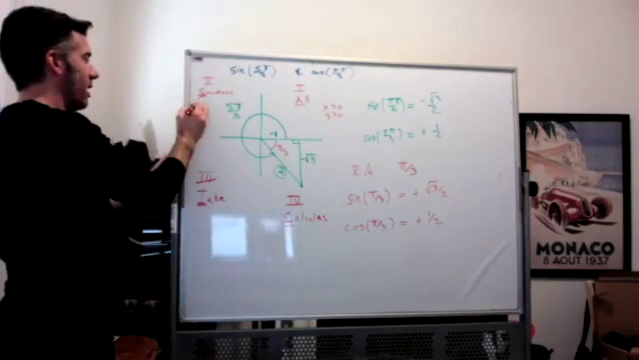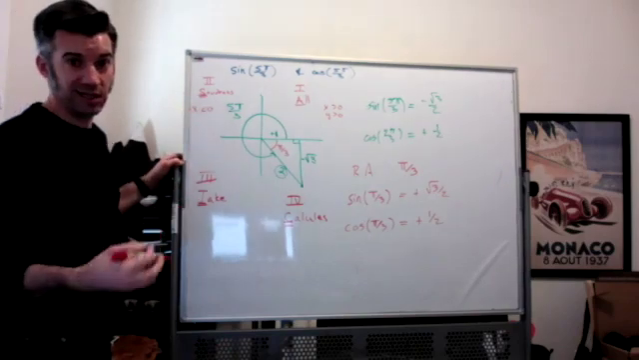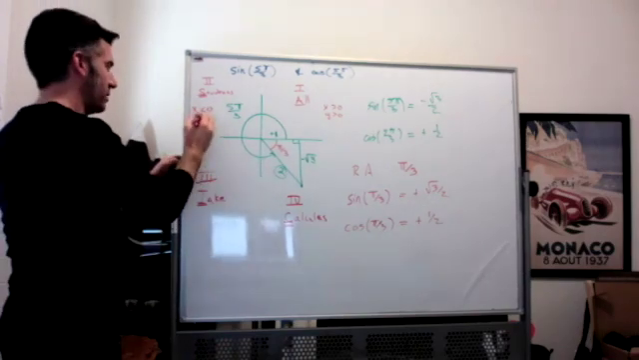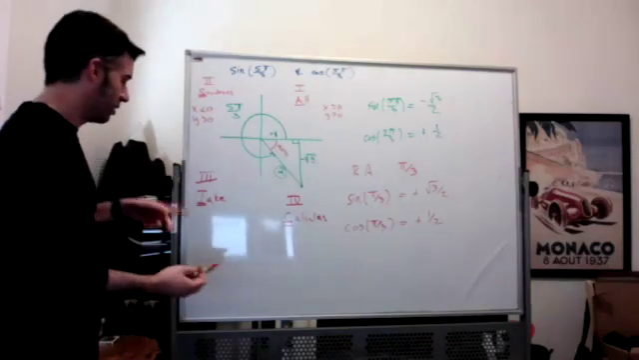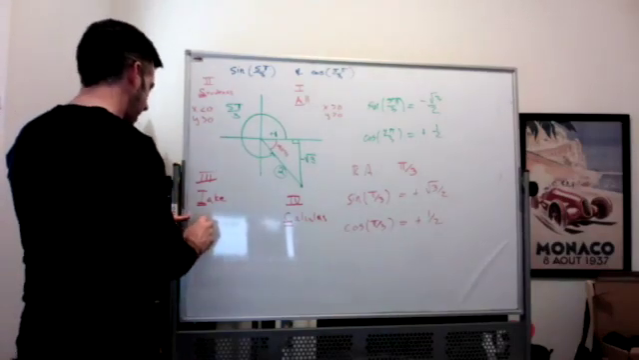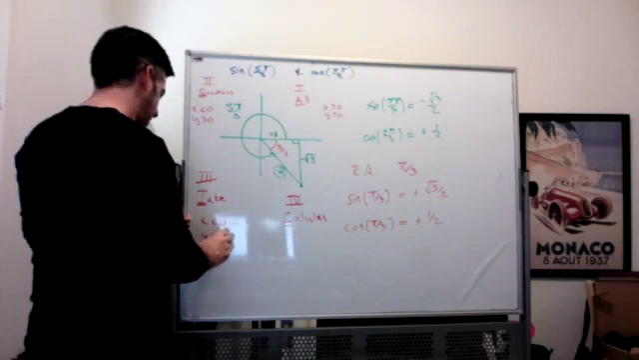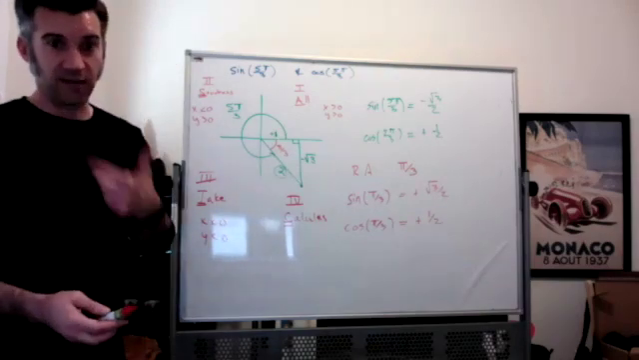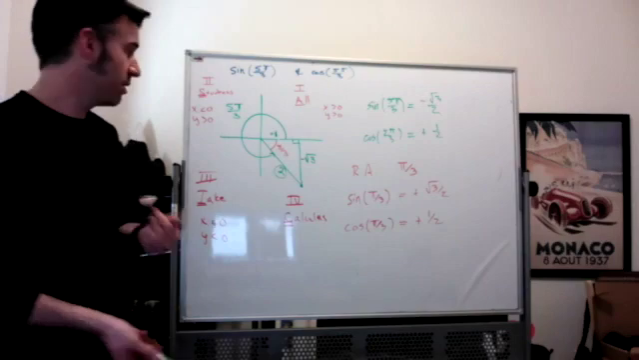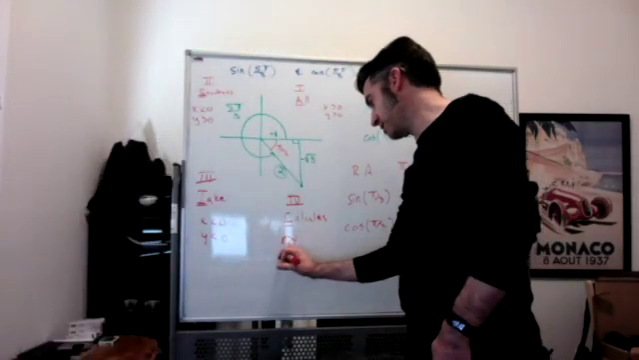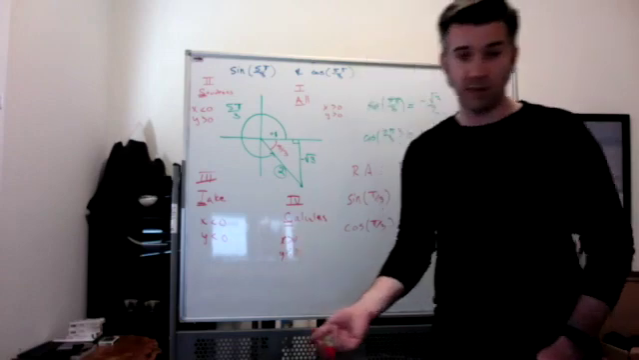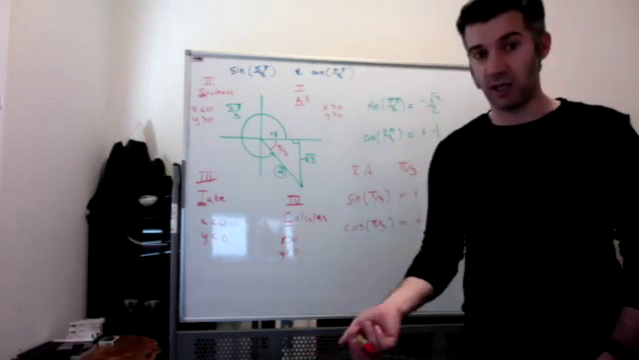Over here, x is negative, which means cosine is going to be negative, and y is positive. So sine is going to be positive, and tangent is going to be negative. Over here, both x and y are negative. So cosine is negative, sine is negative, but tangent is positive. And then lastly, over here, x is positive, but y is negative. So cosine is positive, but sine is negative, and tangent is negative.